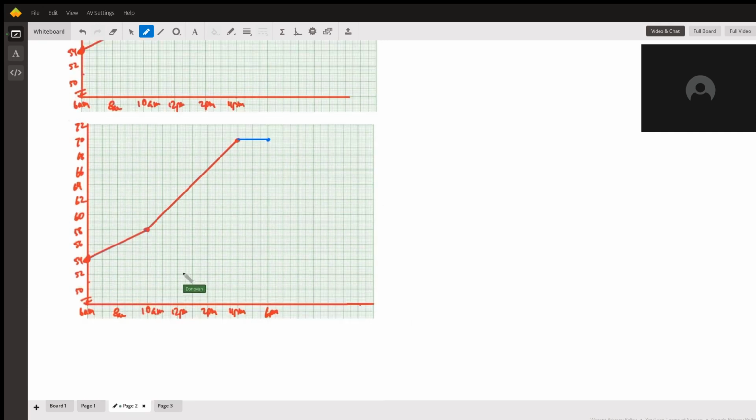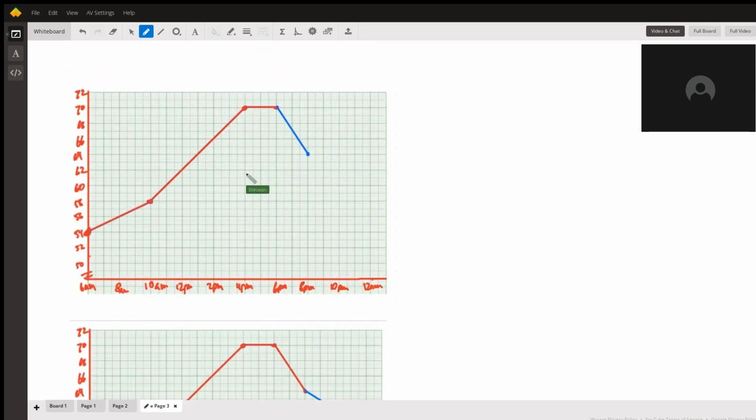So for the next page, we're told that over the next 2 hours we see a decrease in temperature, so minus 3 degrees per hour. That tells me that I'm going to see a 6 degree, or negative 6 degree, change. So I'm going to go from 70 down to 64 over the next 2 hours. It's going to put me at 8 o'clock, so I'll see something like that, and that's exactly what we see here.